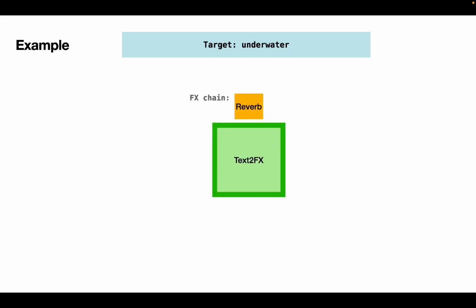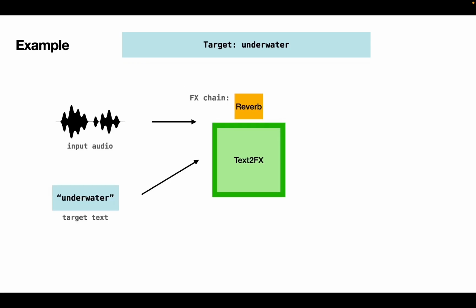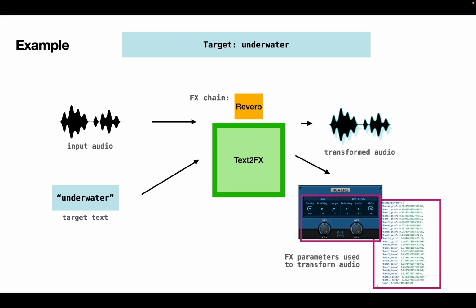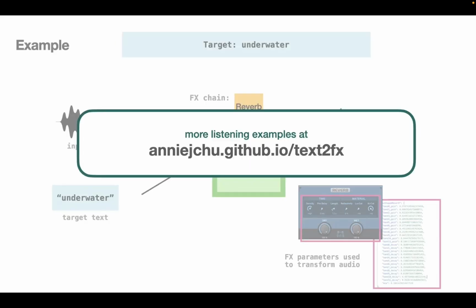Here's another example generated by Text2FX. In this case, we've set the effects chain to reverb only, and we want to make our input sound underwater. We'll put the input and target text through Text2FX, which will then return the transformed audio, as well as the effect parameters applied to alter it. For more listening examples, please visit our demo page.